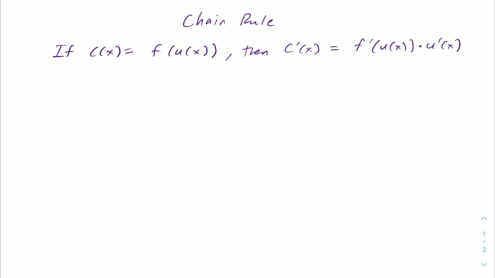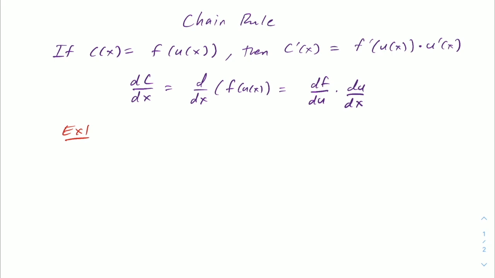If we wrote this in Leibniz notation, we would say dc/dx, which you could also write as d/dx of f of u of x, is df/du times du/dx. All right, let's do a couple examples.